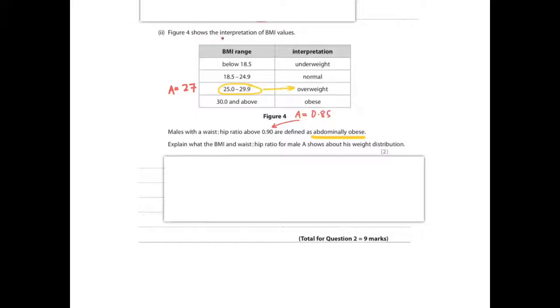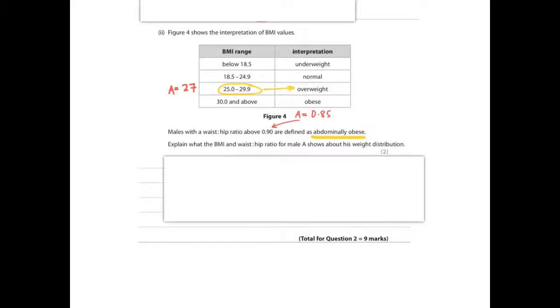Next, figure 4 shows the interpretation of BMI values. You can see that it tells you what I said before: 25 to 29 is overweight, 30 and above is obese. It also tells you males with a waist to hip ratio above 0.9 are defined as abdominally obese. This means obese around the abdomen area, around where your vital organs are, so around your stomach and that area.